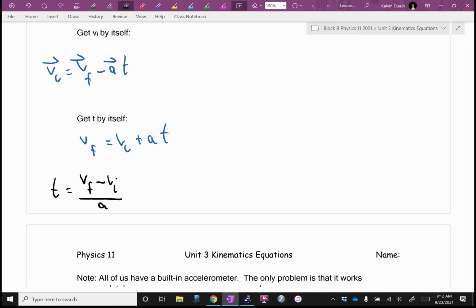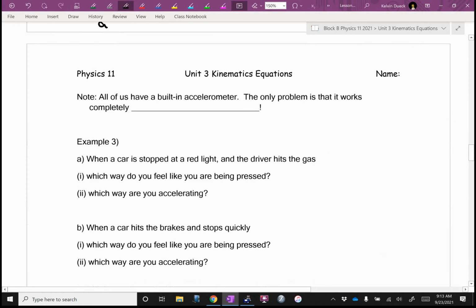So here's my argument. I can give you 3 things and you can find the 4th. I can give you any 3 of velocity initial VI, final velocity VF, acceleration A, time T, and you can find the 4th one. And then we'll eventually get into some nice applications. Next page. All of us have a built-in accelerometer. You can feel acceleration. You can. The only problem is it works completely backwards.